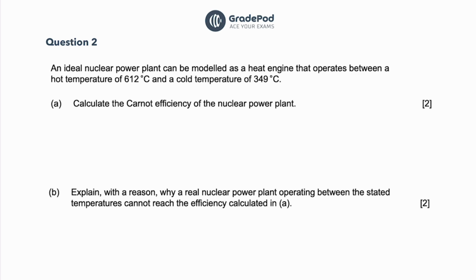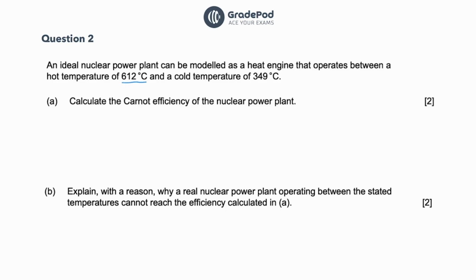Question 2. An ideal nuclear power plant can be modelled as a heat engine that operates between a hot temperature of 612 degrees Celsius and a cold temperature of 349 degrees Celsius. Calculate the Carnot efficiency of the nuclear power plant. Well, the Carnot efficiency is given in your data booklet.